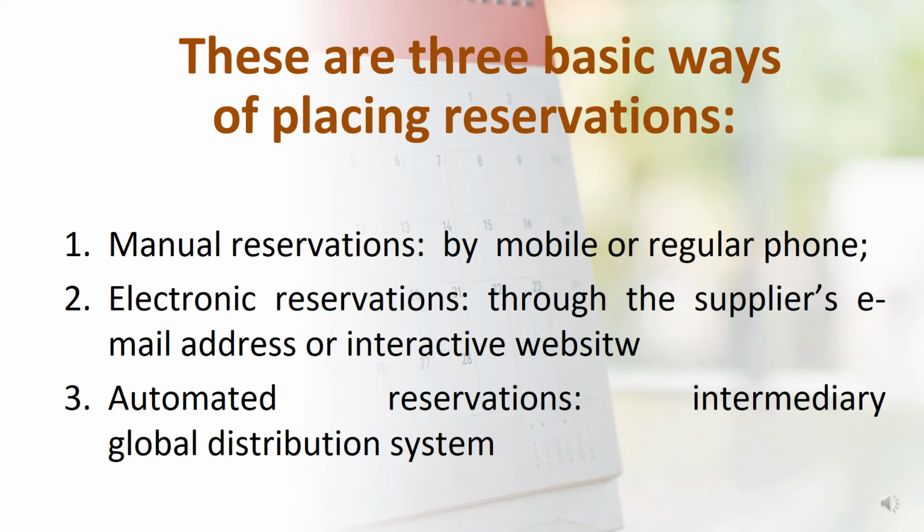There are 3 basic ways of placing reservations. Manual reservations: direct contact with the supplier's staff by mobile or regular phone. Electronic reservations: through the supplier's email address or interactive website that receives reservations, provides request status, and generates confirmations. And automated reservations: through an intermediary global distribution system wherein the registered supplier provides availability and accepts reservations. The information required to place reservations with each supplier varies, but basically it is the same.